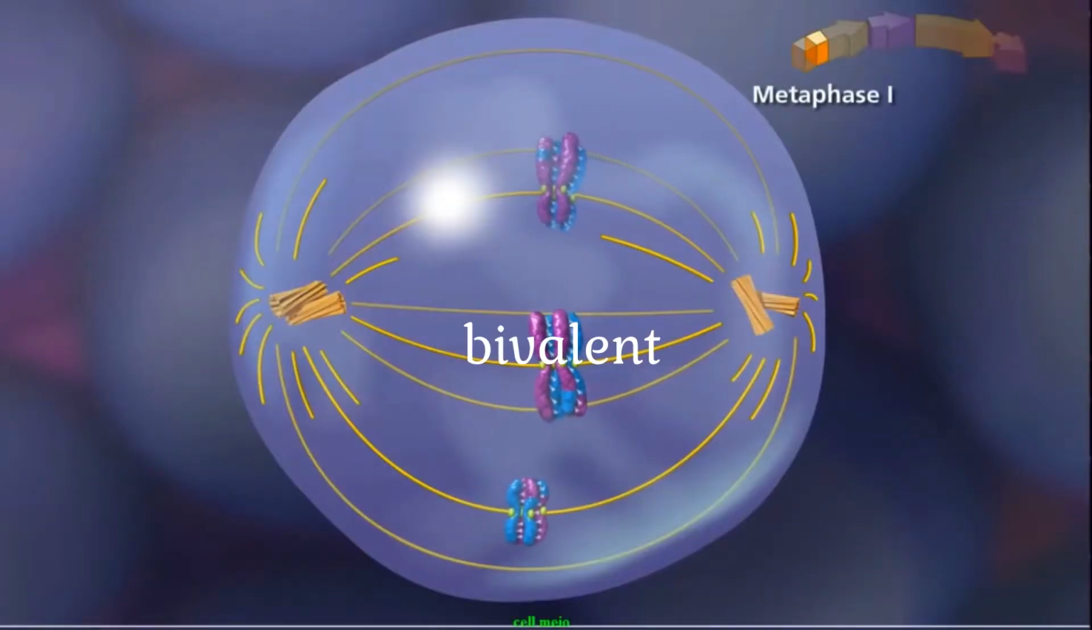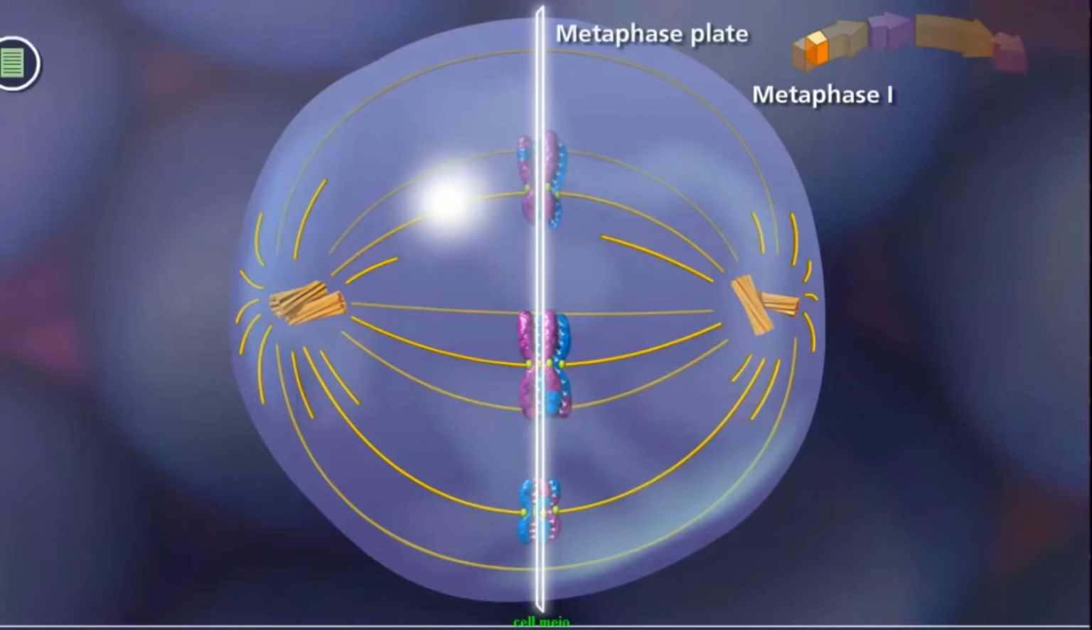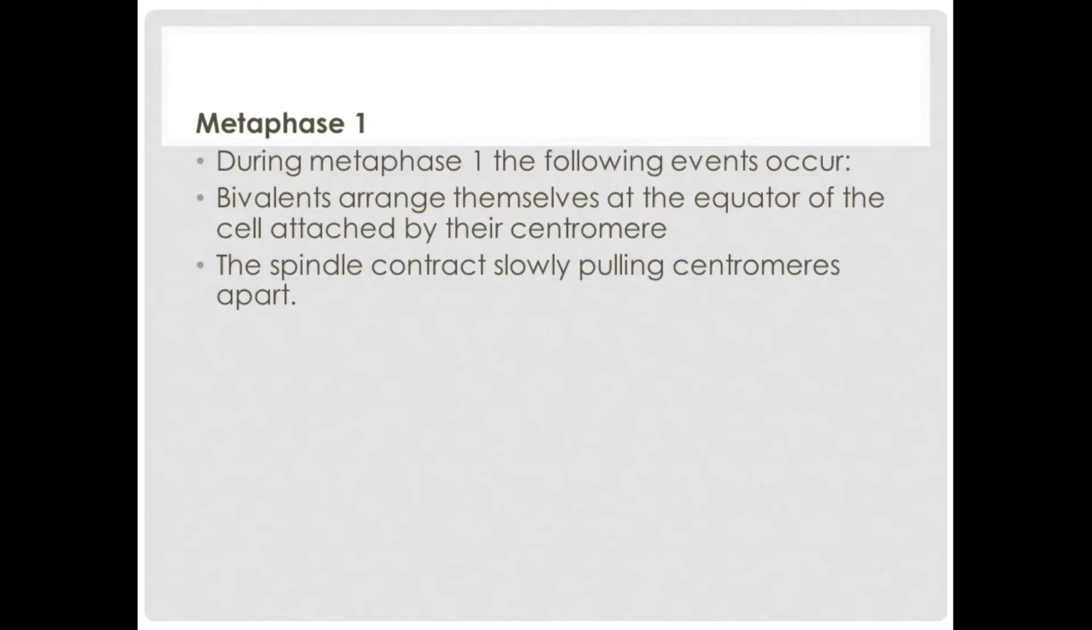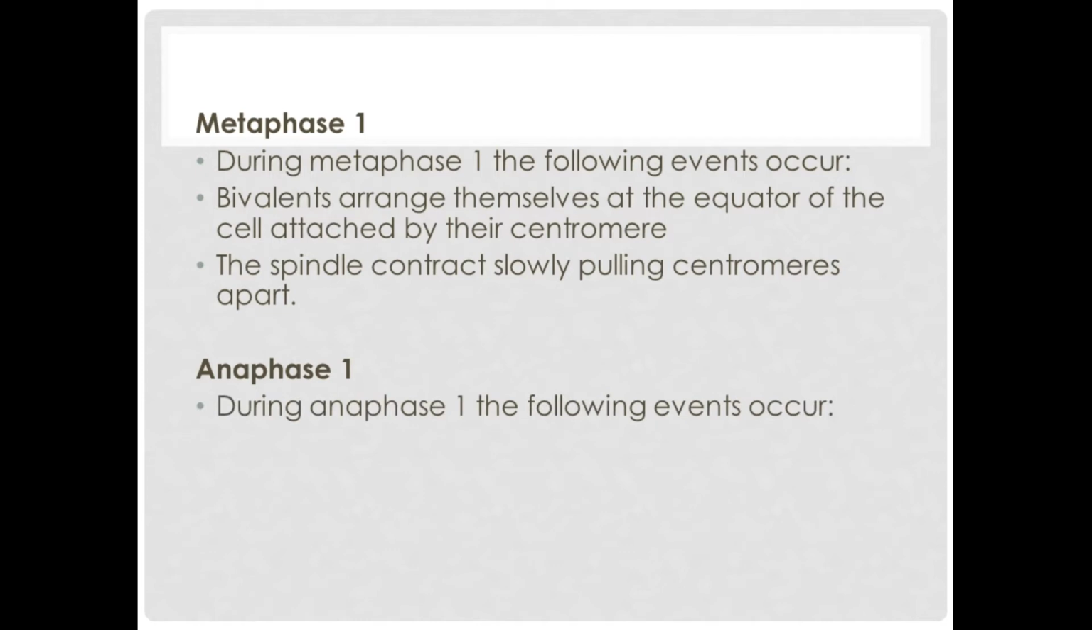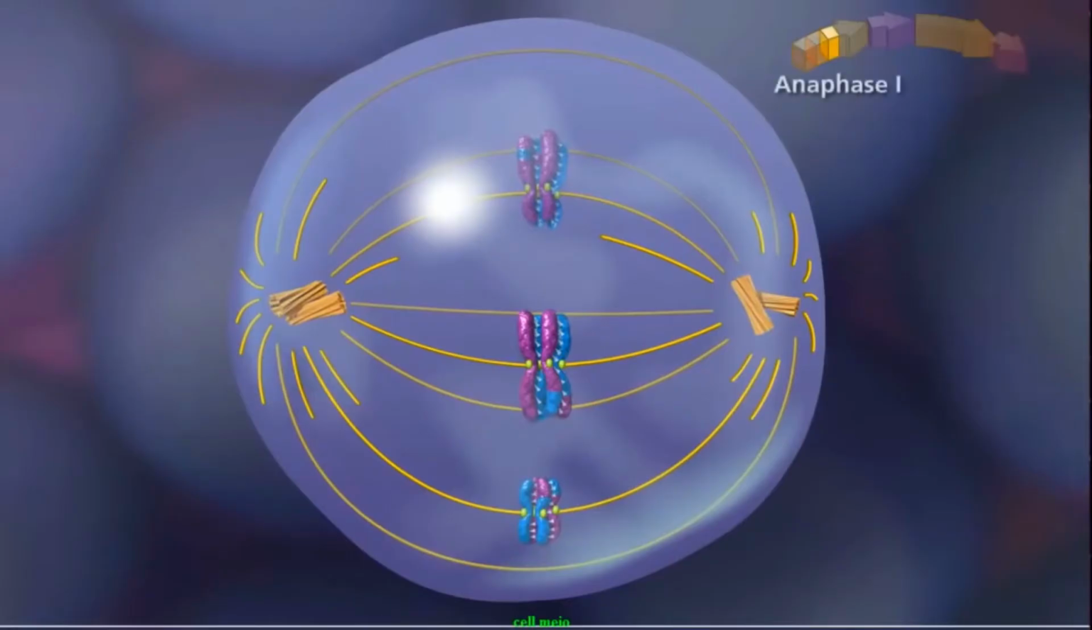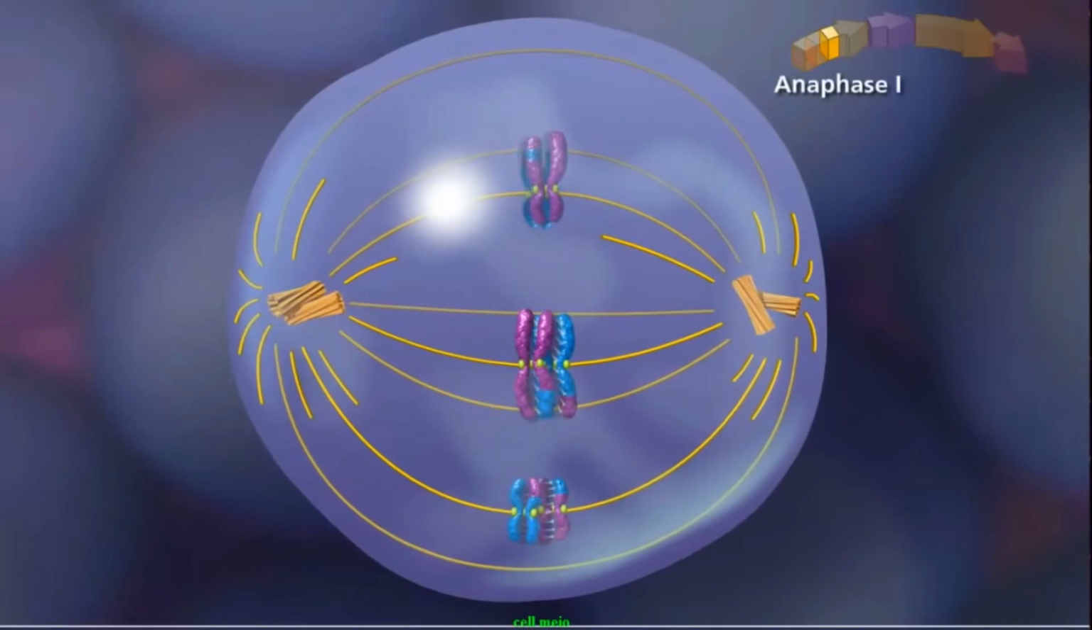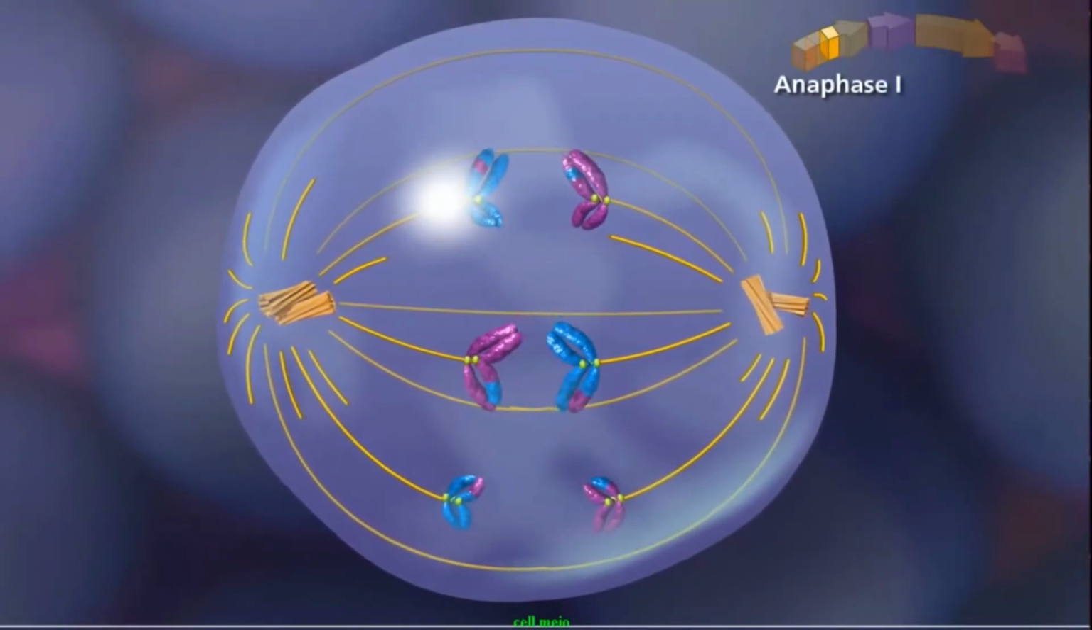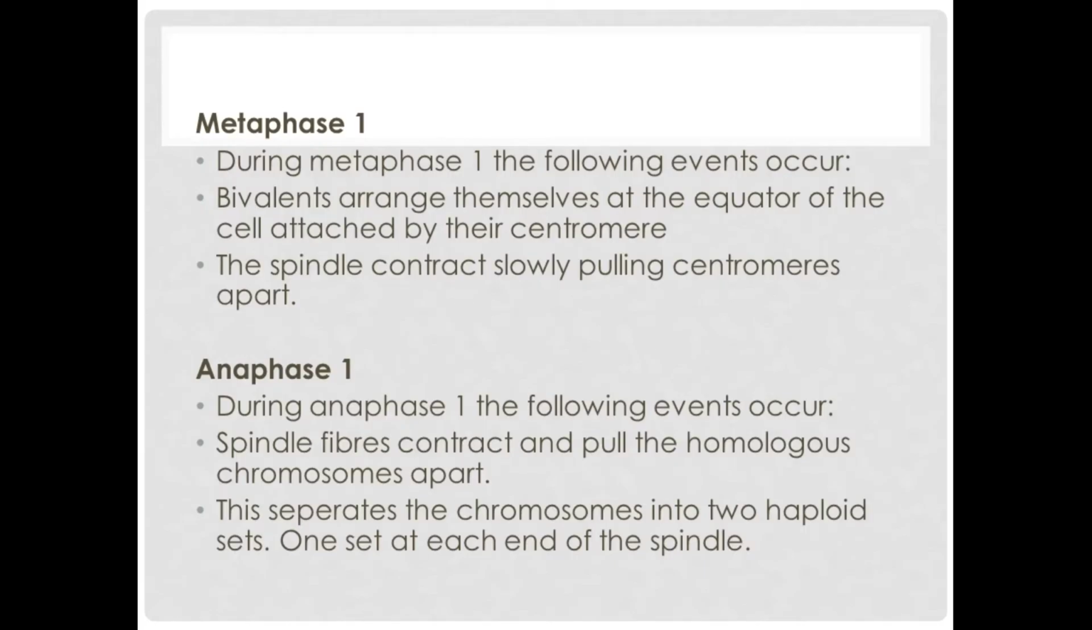Now let's take a look at metaphase I. During metaphase I, the following events occur. Bivalents arrange themselves at the equator of the cell attached by their centromere. The spindle contracts slowly, pulling centromeres apart. Let's take a look at anaphase I. During anaphase I, the following events occur. Spindle fibers contract and pull homologous chromosomes apart. This separates the chromosomes into 2 haploid sets, one set at each end of the spindle.